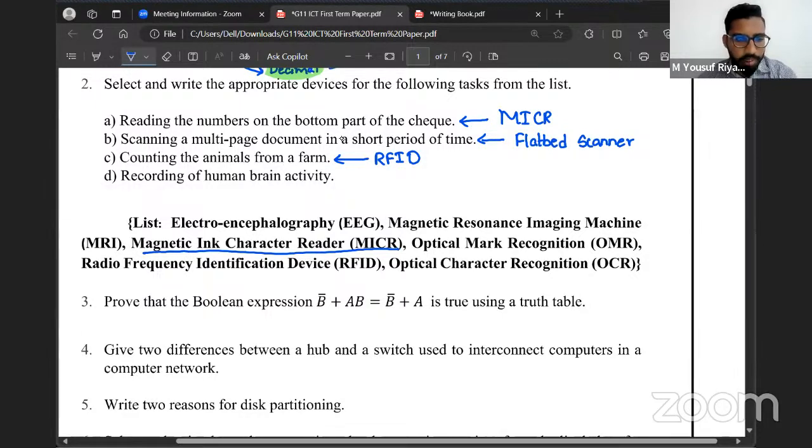Out of the remaining devices, if I exclude RFID here, in terms of scanners, the two scanners I have are OMR and OCR. OMR is used, for example, to mark your MCQ answers. You can use OMR for that, and OCR you can use to scan a document and get the text from it. For example, let me show it to you all.